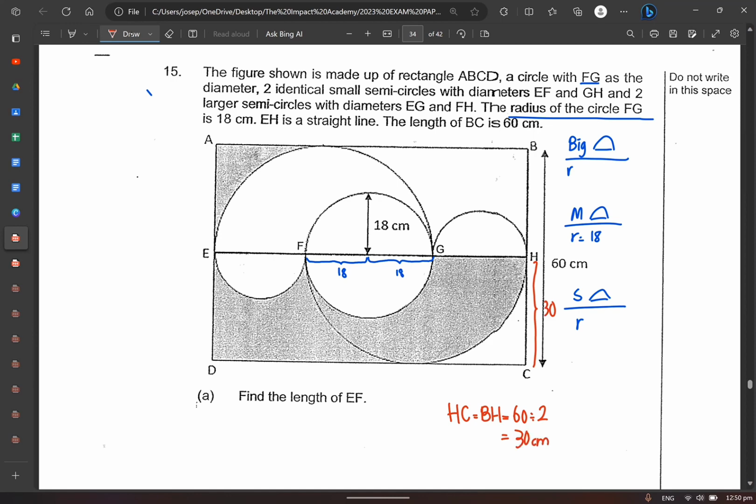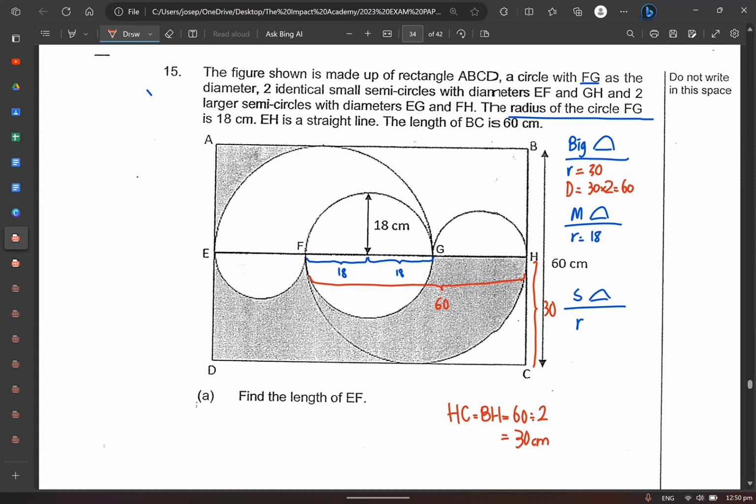Because of that, if this is 30, we know that the big semicircle will have a radius of 30. If this is 30, whatever there is over here is also 30. So the diameter is actually 30 times 2, and that gives me 60. Where exactly is 60? 60 is the whole thing over here.